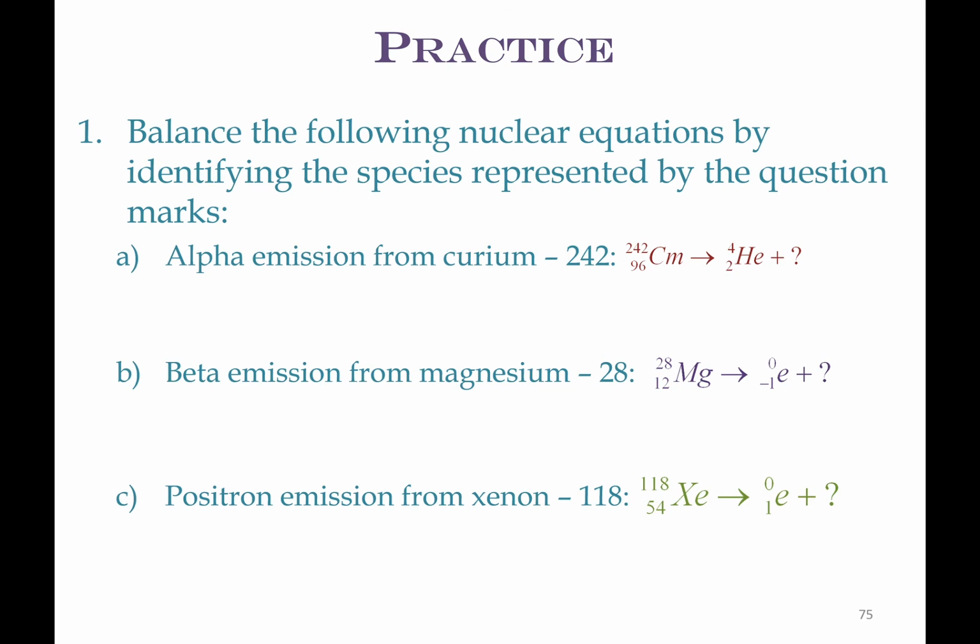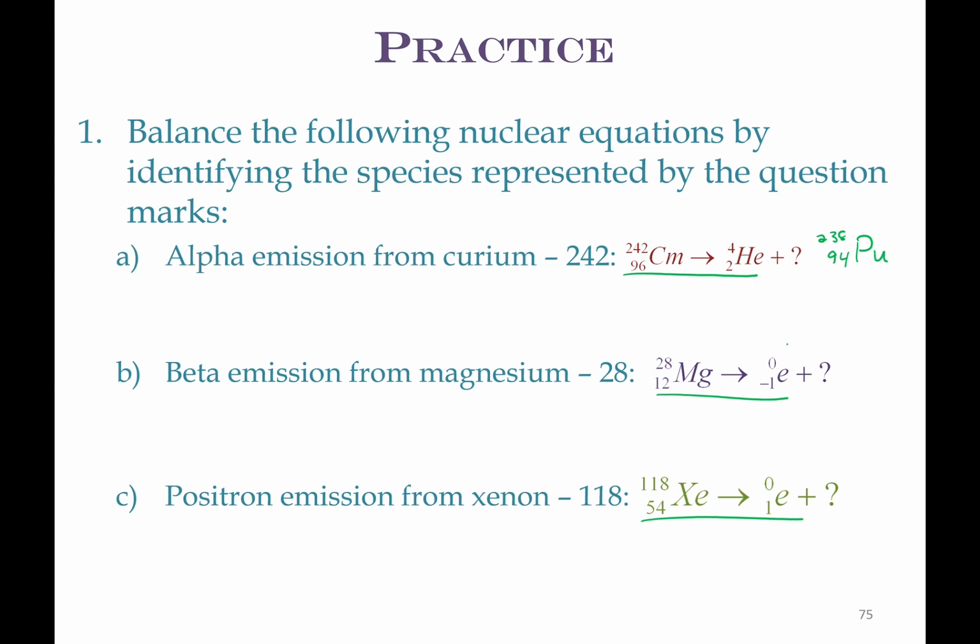So practice these, balance the following equations. Alpha emission from curium-242. I actually wrote these out for you, and all you have to do is figure out the question mark. Pause it and try it. So 242 minus 4 is going to be 238, and 96 minus 2 is going to be 94. So that will be plutonium.